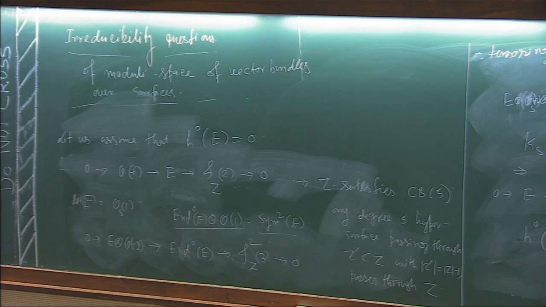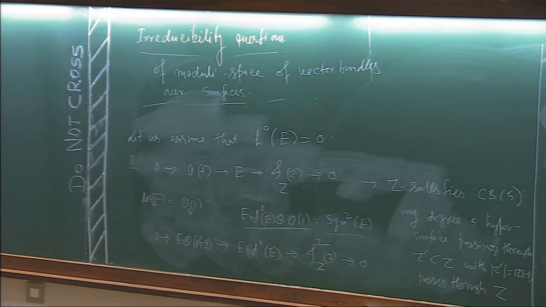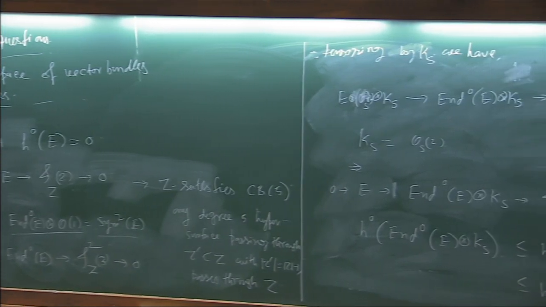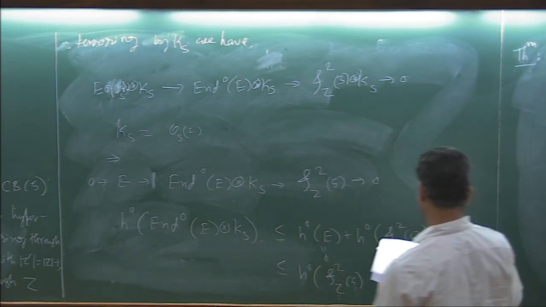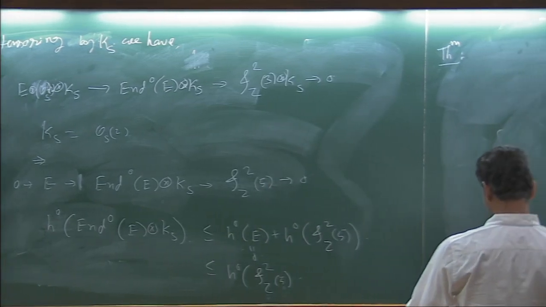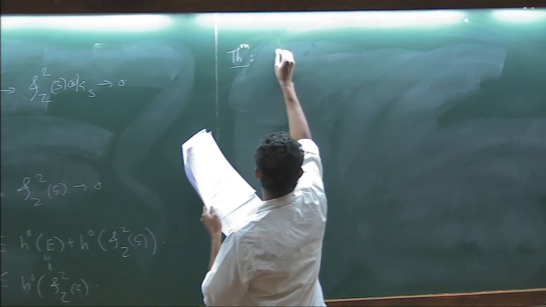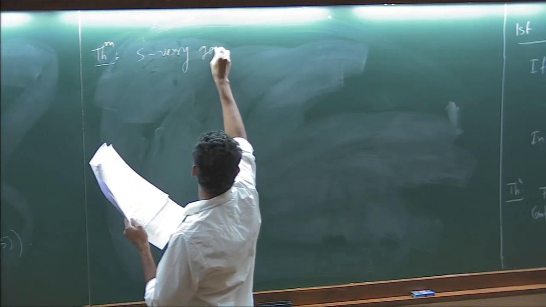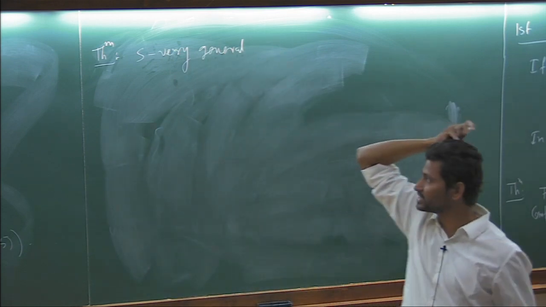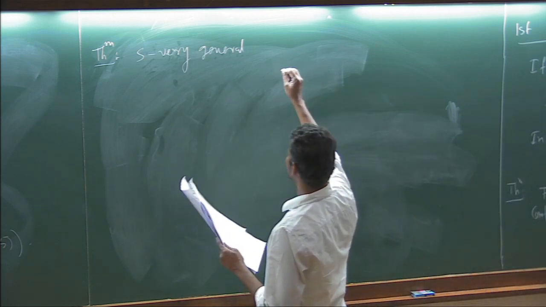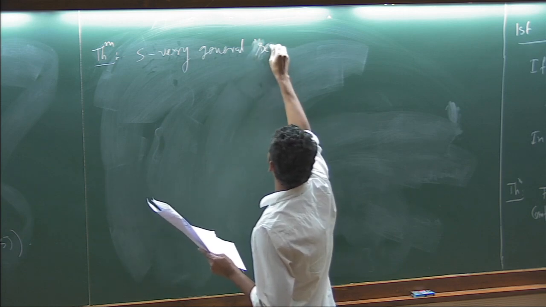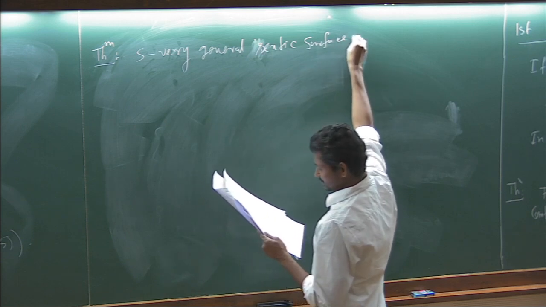So I will state one theorem, which I will not prove right now because it will take time, because that is the longest proof of this paper. This theorem says that S is a very general sextic surface, very general in the sense that Picard is Z, rank 1.